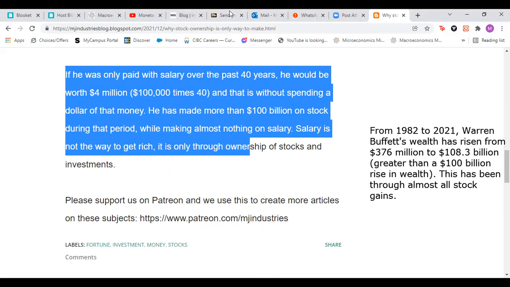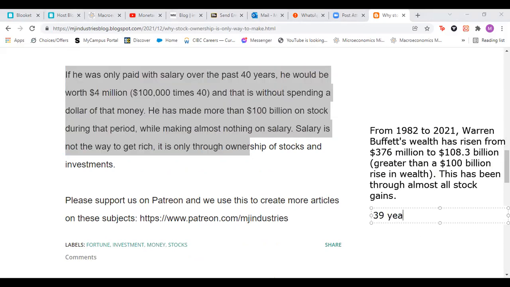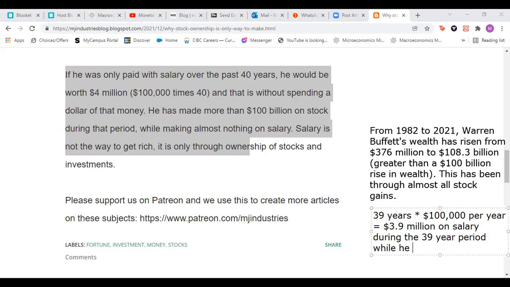So it's actually a 39 year period. So 39 years times $100,000 per year equals $3.9 million. So he made $3.9 million in salary during the 39 year period, while he made over $100 billion on stock over that 39 year period.